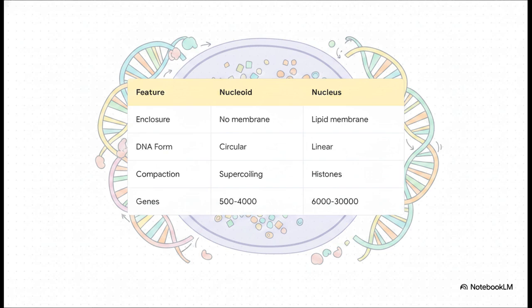The prokaryotic nucleoid relies on negative supercoiling and bending proteins to manage a modest circular genetic code right out in the open cytoplasm. On the flip side, to handle a massive linear genetic code of up to 30,000 genes, the eukaryotic nucleus evolved a highly secure, membrane-bound vault and an unbelievably complex histone spooling system.